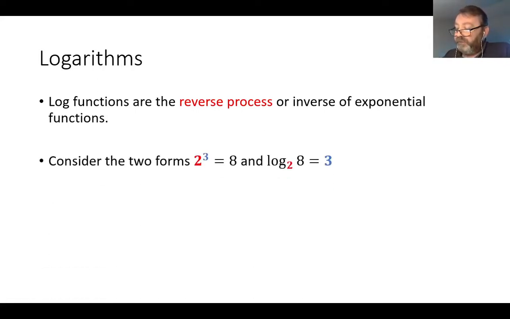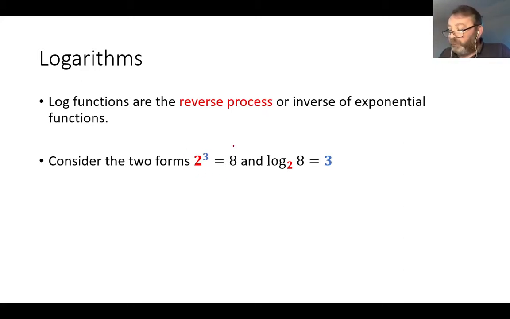I want you to consider these two forms: 2 to the 3 equals 8, and log to the base 2 of 8 is equal to 3. Now, they basically say the same thing, but they say it forwards and backwards, for want of a better way, or forward and inverse, forward and reverse, whatever way you want to say it. And I'm just going to take it through their structure, through their form.